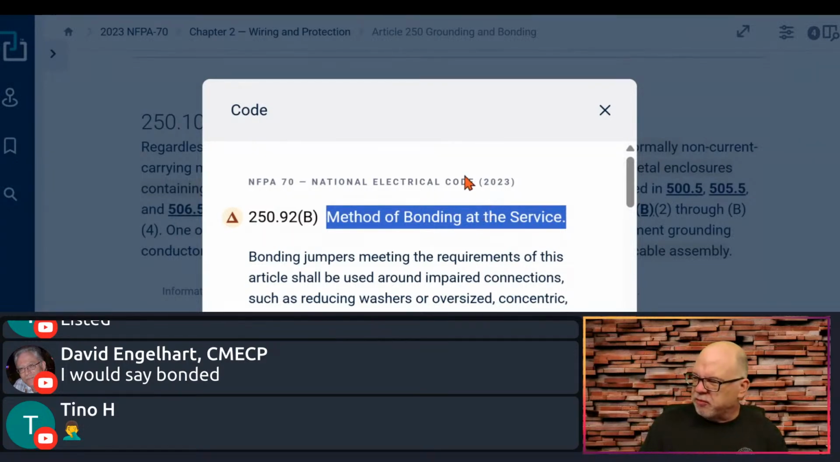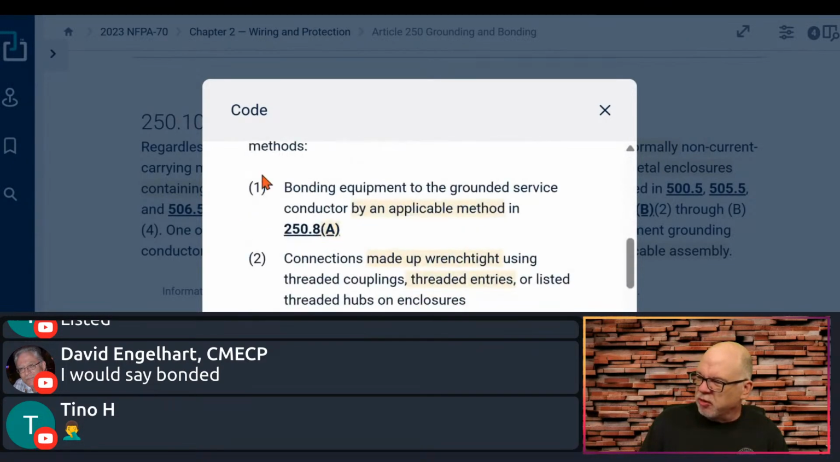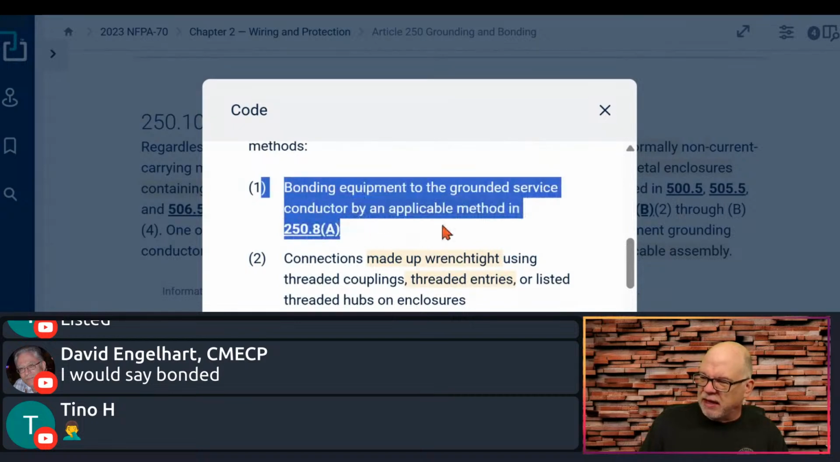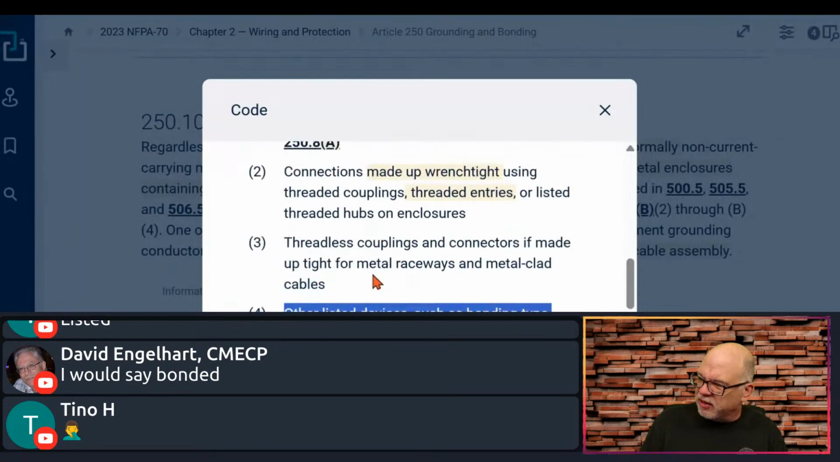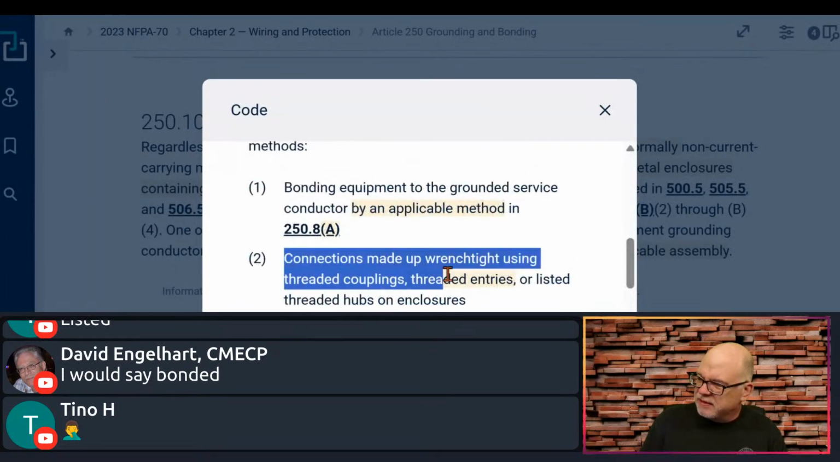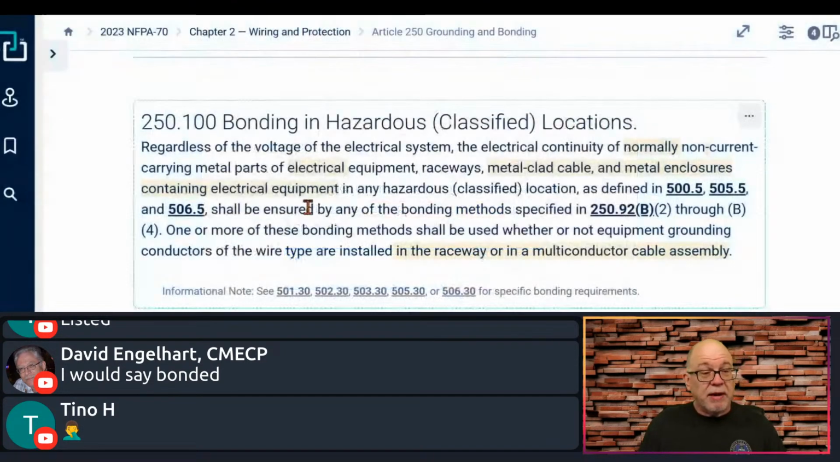And it gives you some options here. But you'll notice that you can't use number 1, okay? Because that would be bonding to the grounded service conductor. Can't do that. We're on the load side, right? We're bonding hazardous location things, right? But we have all these other options down here to do, okay? So, anyway, that's where that one was.